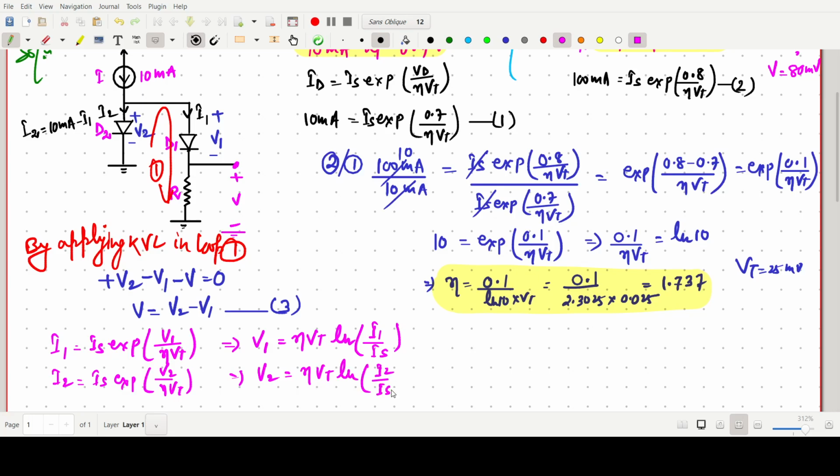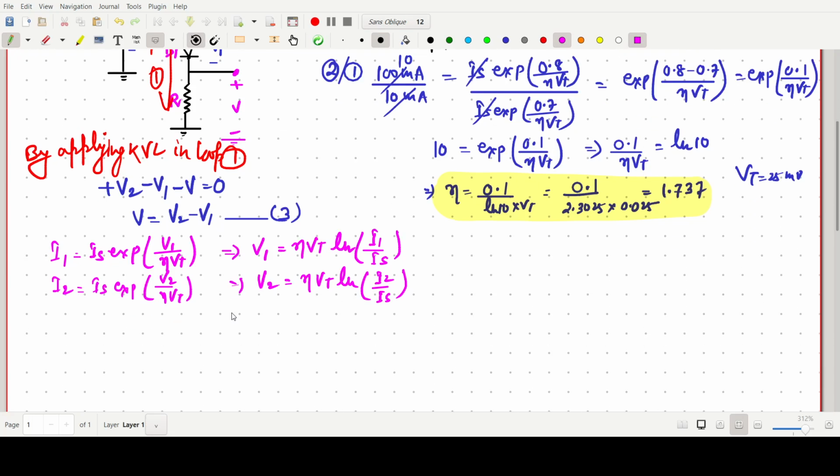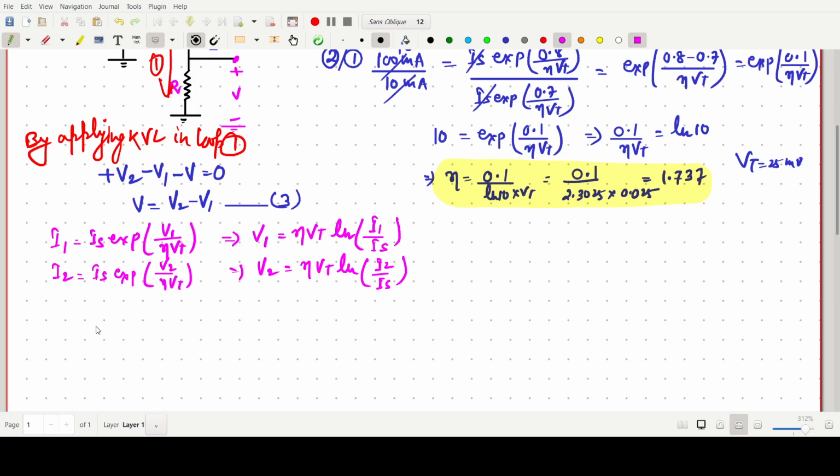Simple equation. Now in terms of V1 minus V2, we have to find V2 minus V1. So for V2 minus V1, one can easily write eta Vt, which should be common in both, times ln(I2 by Is) minus ln(I1 by Is). Okay, this is a simple equation.